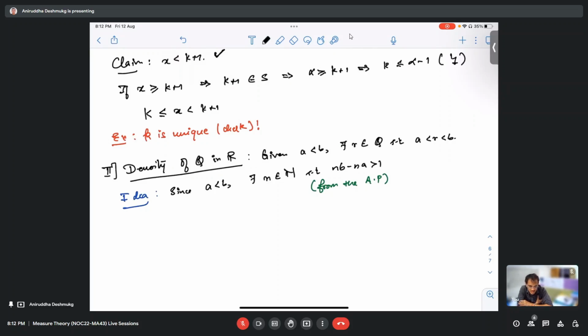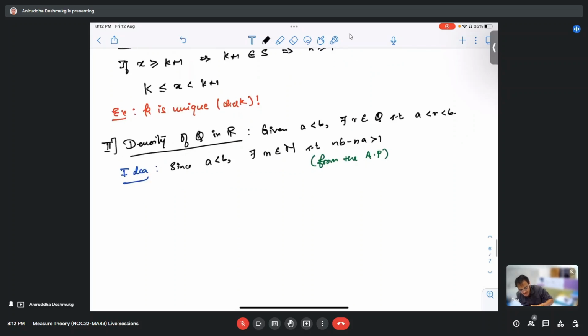You can take 1 by n, and obviously you can find a natural number such that b minus a is greater than 1 by n. Correct, that is also a correct way of writing. But what I want to say is because b minus a is positive, n times b minus a becomes bigger than 1 after some n. So there is some n such that nb minus na is greater than 1.